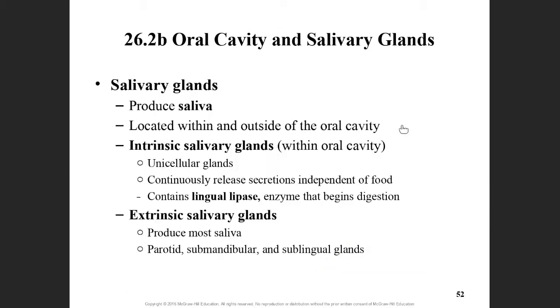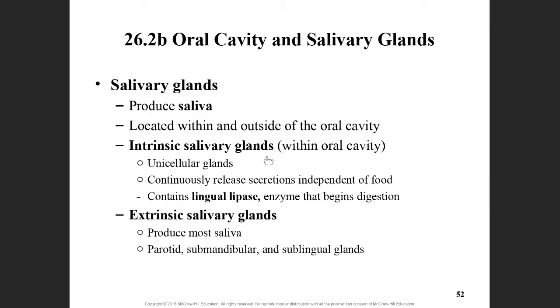The next part is about the salivary glands. The salivary glands can produce saliva. They are located inside and outside of our oral cavity. Some of these salivary glands are called intrinsic salivary glands. They are located within the oral cavity.